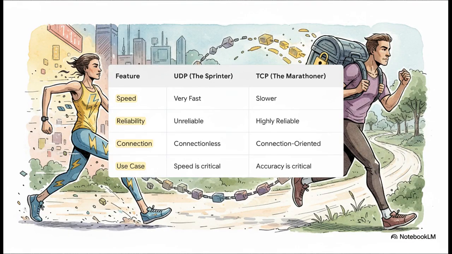This chart really just says it all. It's never about which one is better. They're just built for different things. I mean, you wouldn't send a postcard to transfer your life savings, right? And you wouldn't hire a courier to deliver a registered letter just to shout hello across a field. The internet gets this. It uses UDP when speed is everything, and TCP when accuracy is everything.